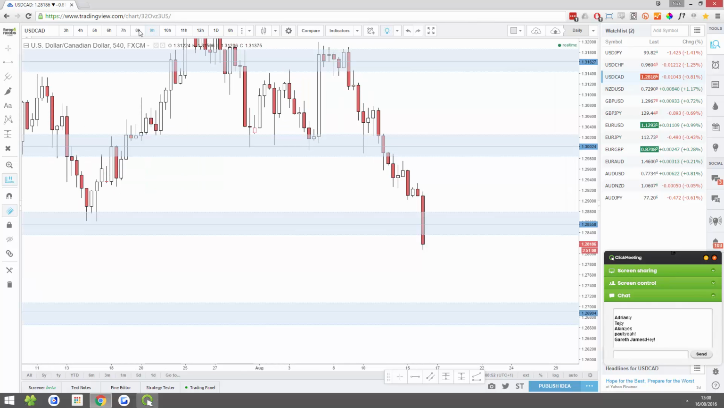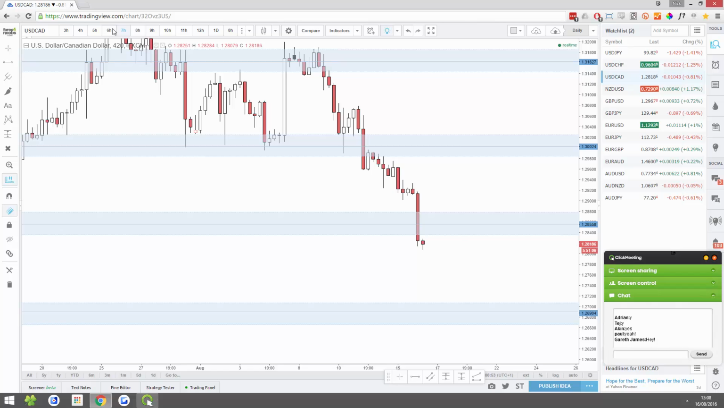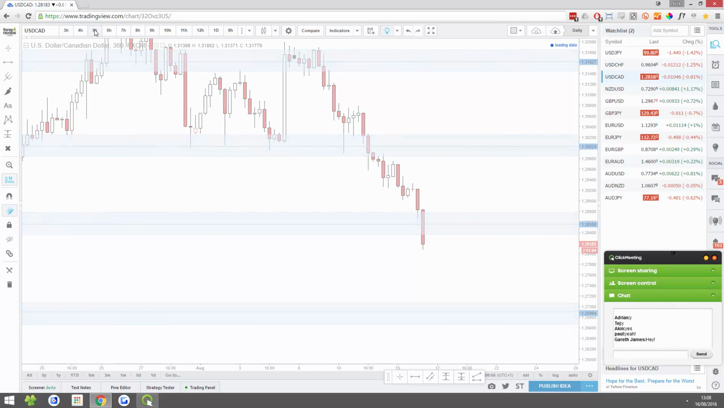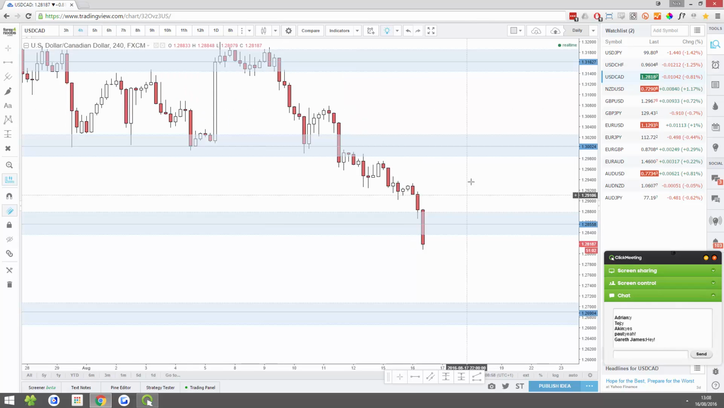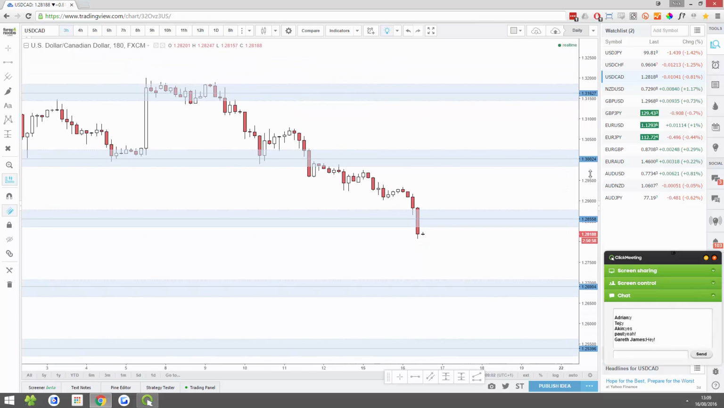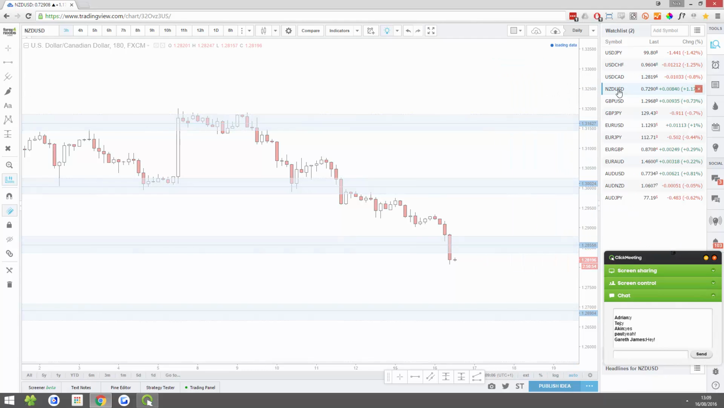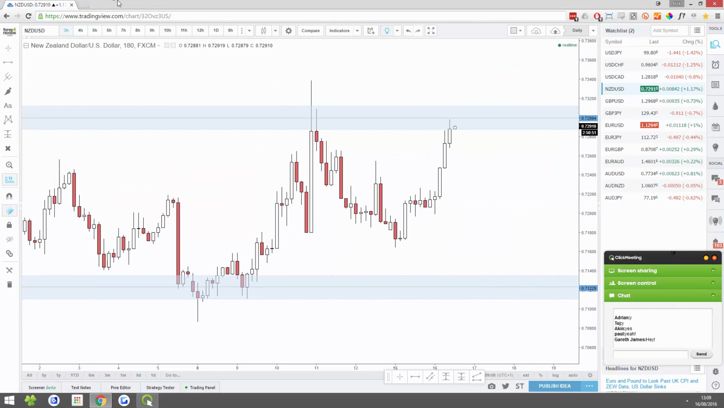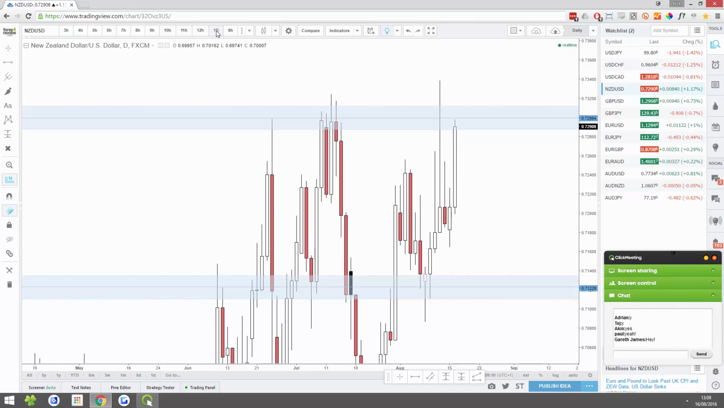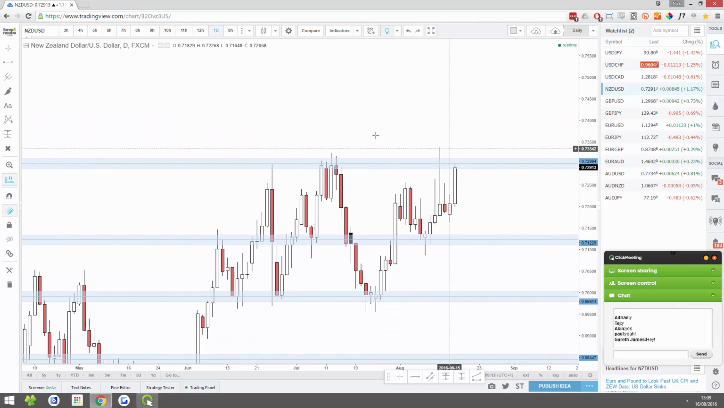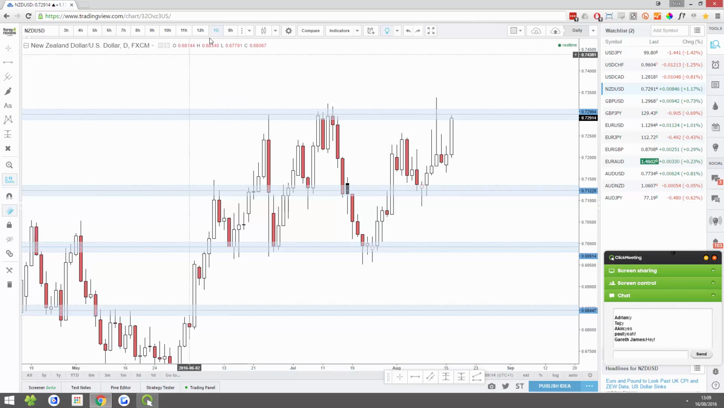I like to go through each and every time frame for the pair regardless of whether I know that there's not going to be a trade setup forming. I still go through each and every time frame. I just like having the process of going through each and every time frame. I like to follow that process. Ooh, okay, so New Zealand USD, we're seeing something interesting.